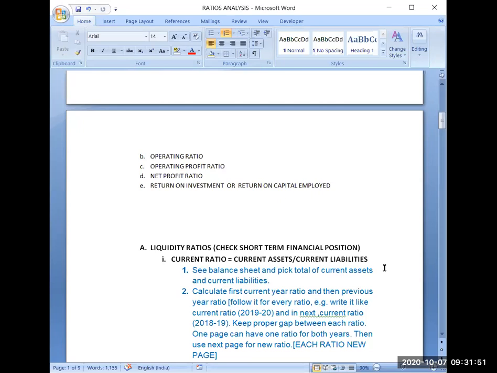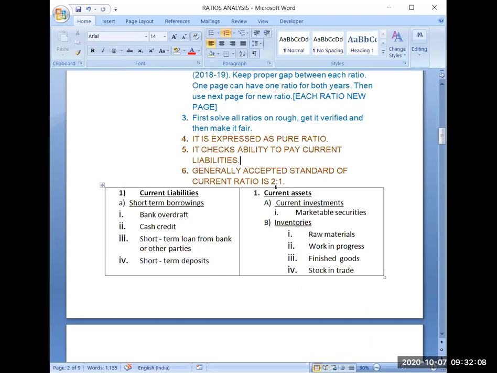Now, what is the parameter of sufficient? Suppose I have current liabilities of 100 and also current assets of rupees 100. Is this position good? So what is the standard of the current ratio? When will it be considered good? When your current assets are at least 2 times the current liabilities, it will be considered a better, good position of current assets.